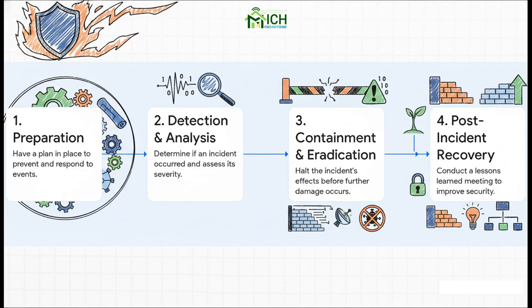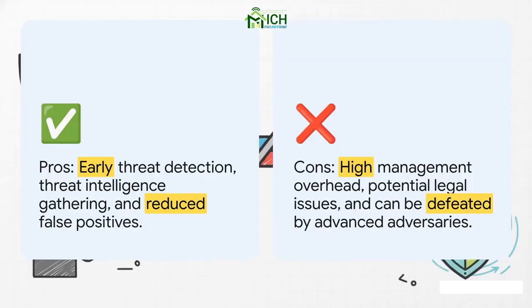The NIST framework gives us this structured, four-step playbook for responding to an incident. First, you prepare before an attack even happens. Then, you detect and analyze it when it does. Next, you contain the breach and get rid of the threat. And finally, and this is so important, you do a post-incident recovery to learn from what happened and improve your defenses for next time.